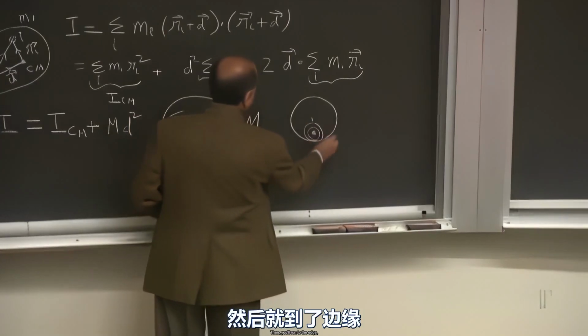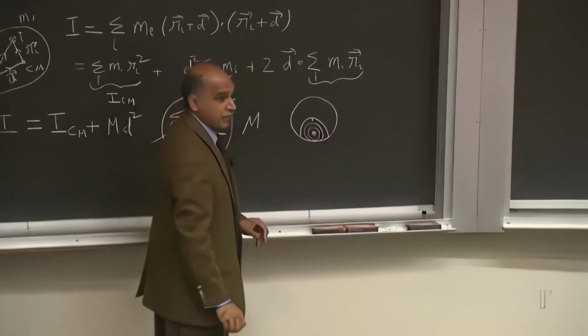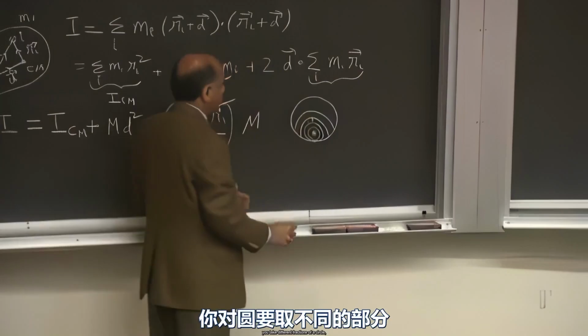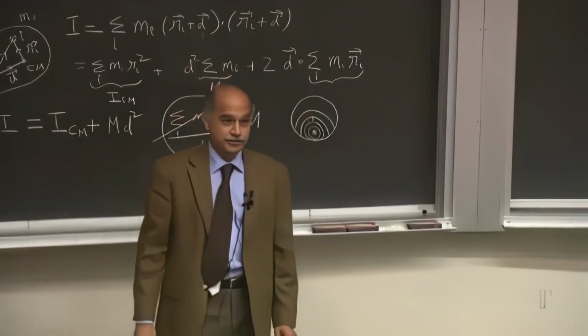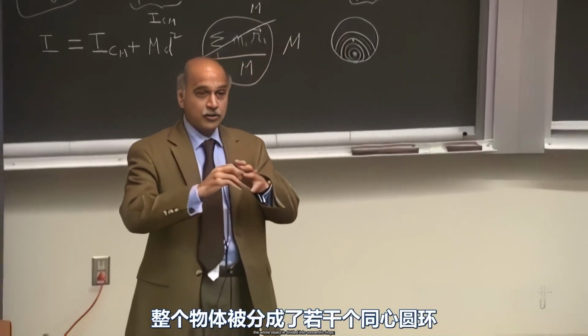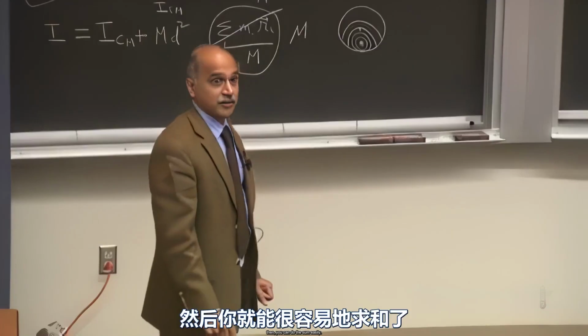Then you'll run to the edge. And after that, the circles are not really full circles. And depending on how far you go, you take different fractions of a circle. It's not easy to do that summation. Luckily, if the moment of inertia was through the center, the whole object is divided into concentric rings, and you can do the sum easily.